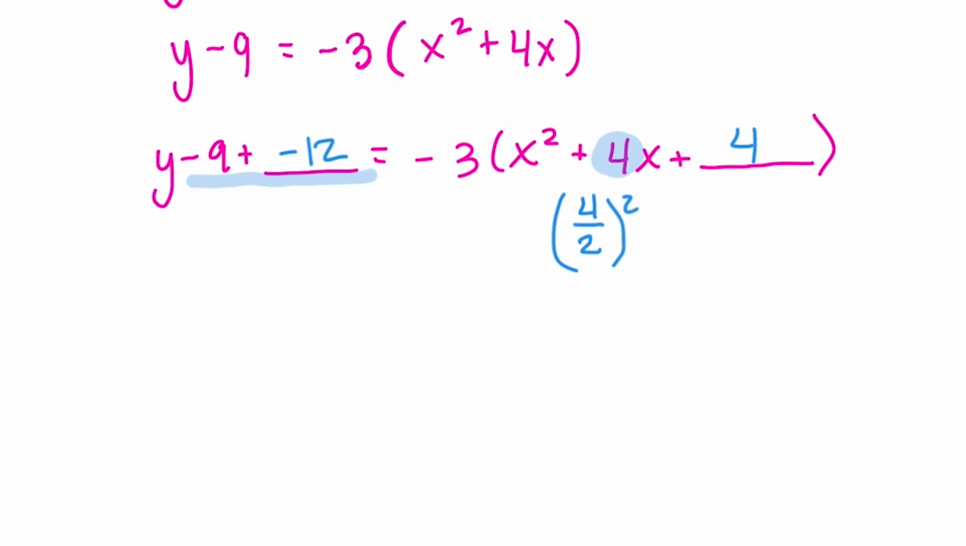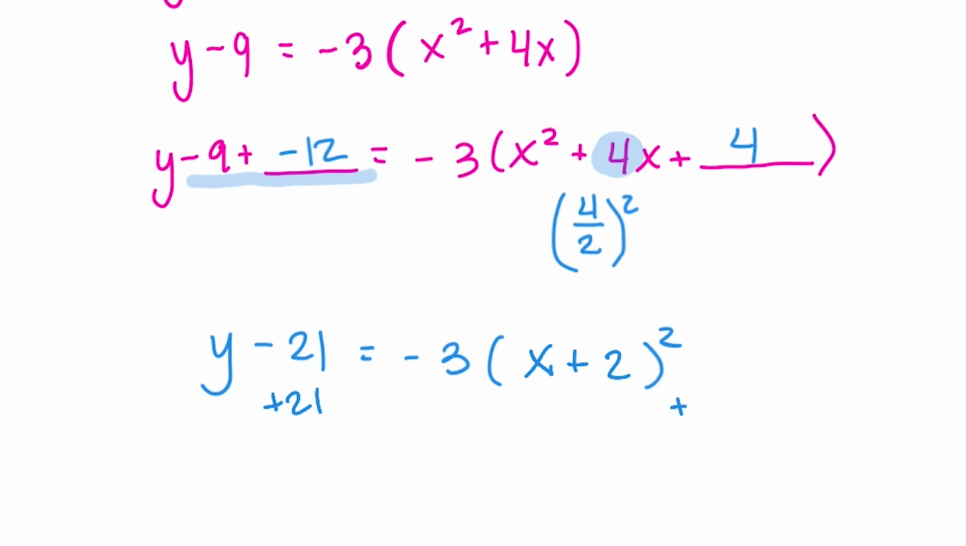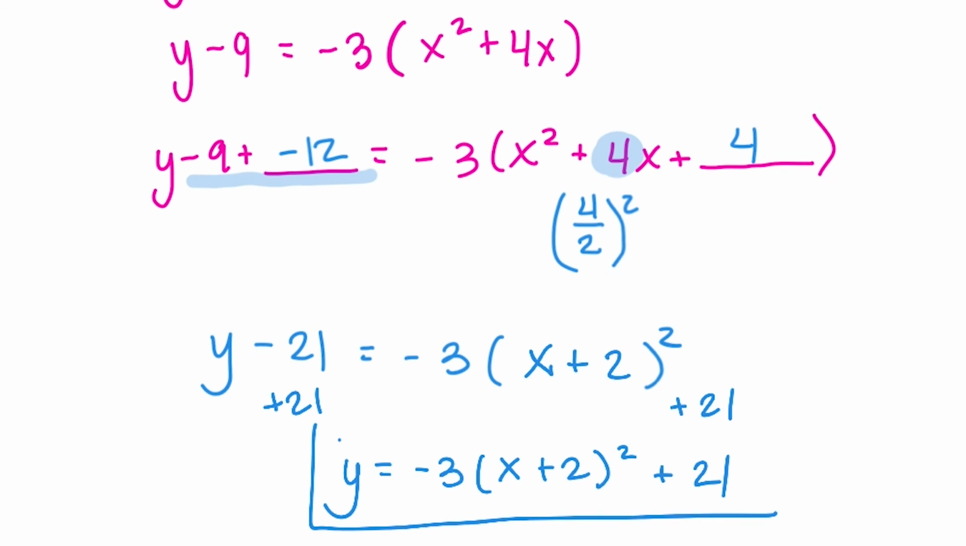Combining negative 9 and negative 12, that's y minus 21. And we have negative 3. And then we want to factor this right here. So what factors of 4 add to 4? 2 and 2. So it's x plus 2 times x plus 2, or x plus 2 squared. And finally, add your constant over. So we have y equals -3 times x plus 2 squared plus 21. And that is our vertex form.